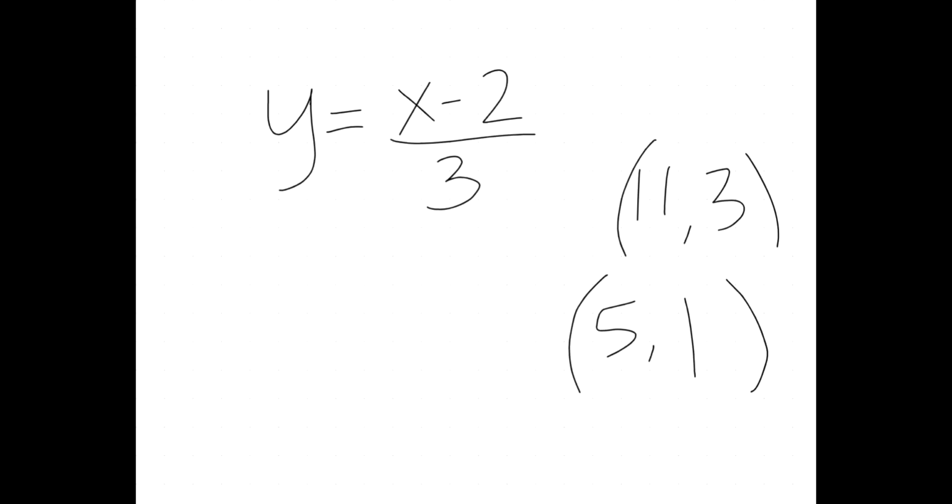If x is 1, y is negative 1 third. If x is 2, y will be 0. All right, now I'm graphing all of this. So you can see that we have a slope of a third. Every time we go up 1, we're going over 3.